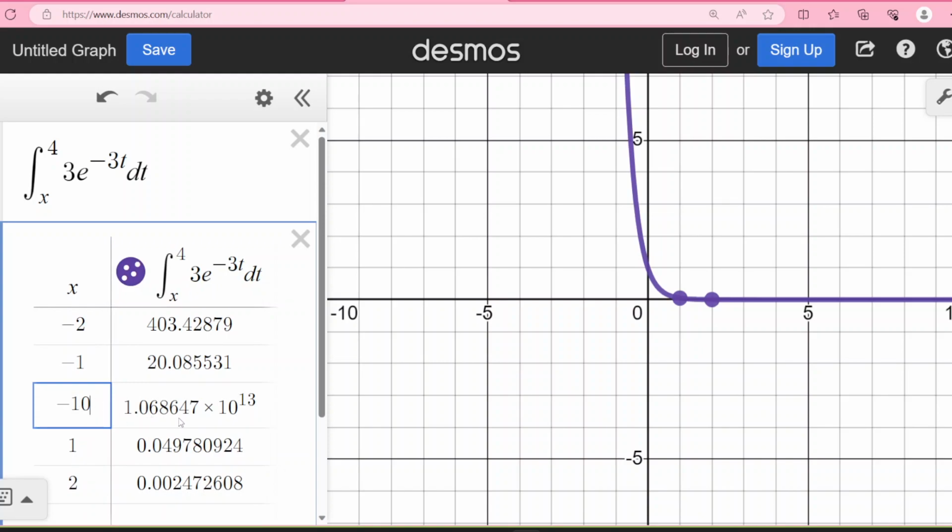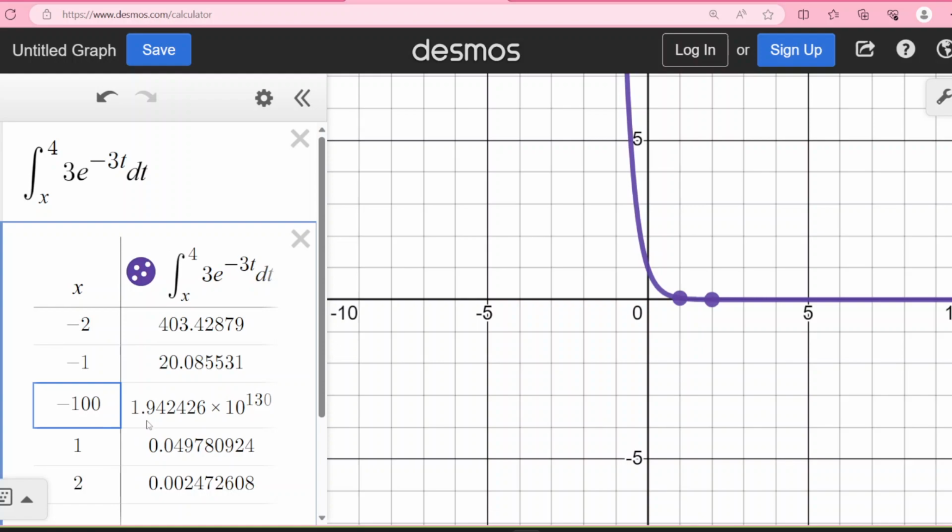That's gigantic. 1 times 10 to the 13th power. Huge number. And then negative 100, 1.9 times 10 to the 130th. Huge number. So even just at negative 100, you're seeing that the value of this integral is blowing up, right? From negative 100 to 4 is huge. So right there, just from the table alone, I'd say, man, this has got to be divergent.